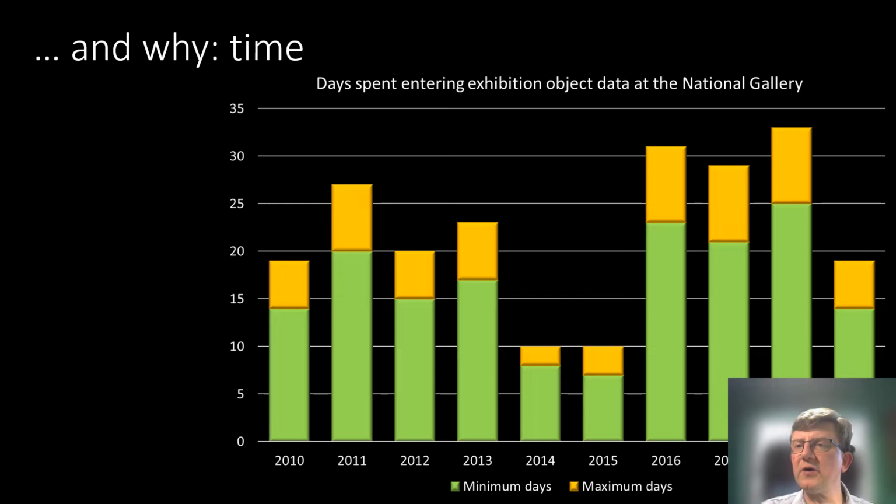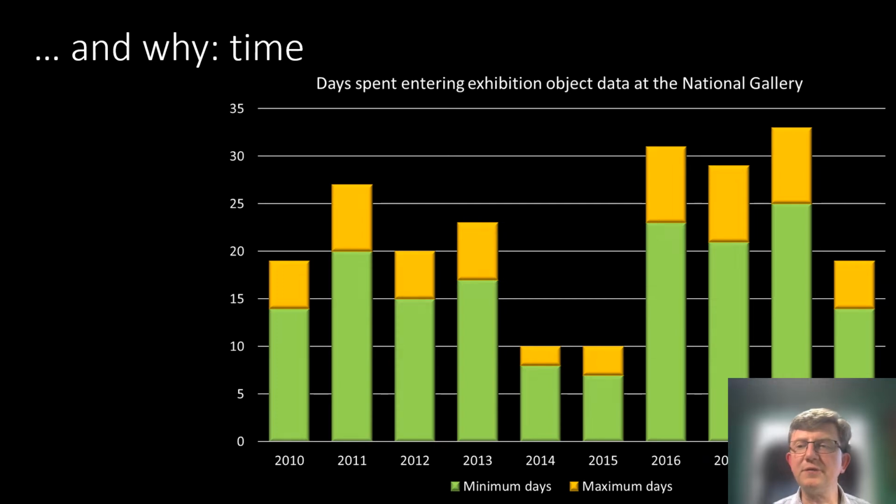So why are we working on this? Well, a huge amount of time is spent copying and pasting, or worse, retyping, object information between collections management systems and forms or emails. In the National Gallery in London, where I work, our best estimate is that over the 10 years to 2019, staff have entered an average of 405 loan object records per year into our collections management system. We happen to use TMS.